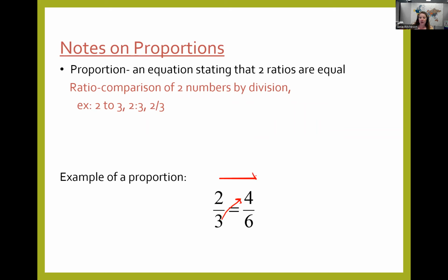3 times 4 is 12. 2 times 6 is 12. If you get the same cross products, that means you have a proportion. These two ratios are equivalent. The other way is if you could simplify both ratios. The first one's already simplified. The second one, I could divide these both by 2, and I would get 2 over 3. So either by simplifying, or probably the fastest way is by finding the cross products.